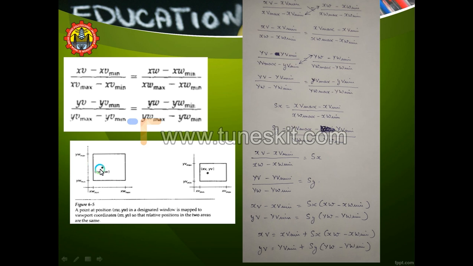First we discuss this difference. How do we represent this difference? This is XW, right? This is the viewport, right? Out of this window means we have this marks out of this, right? Because we are mapping, we have to place one side the viewport, another side the window, right? Now our question is how these equations will come.